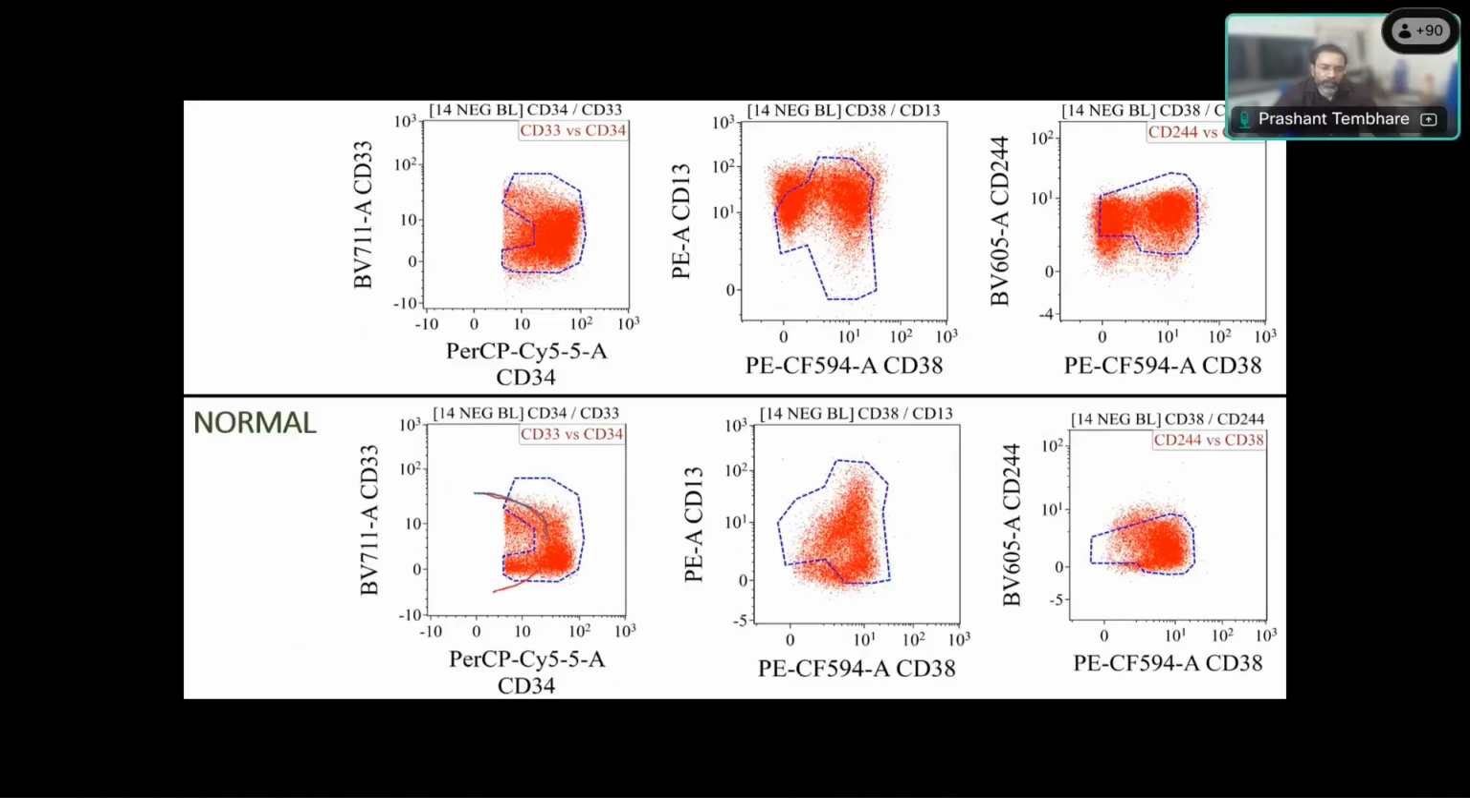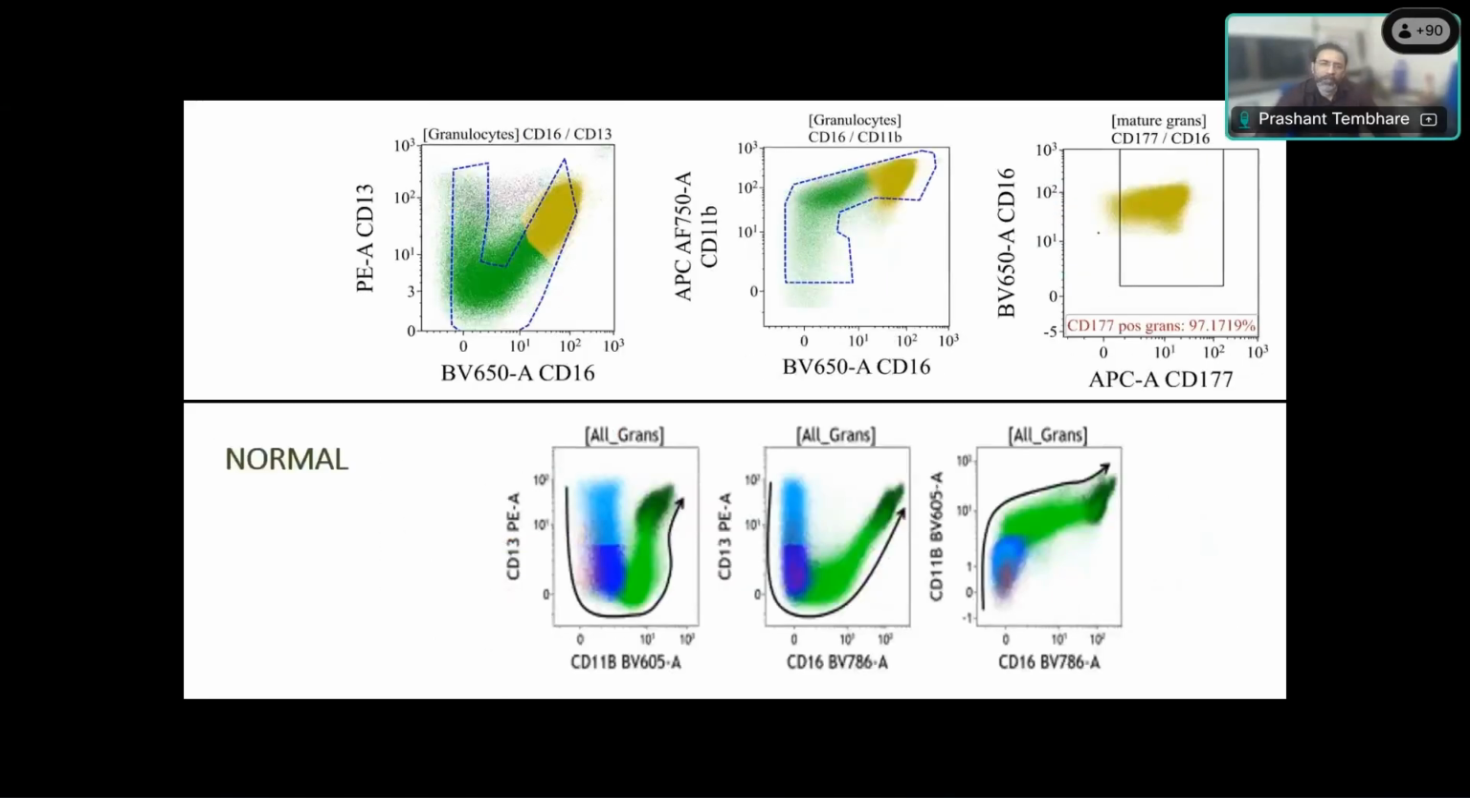Here you can see this. This should be the normal maturation pattern, which is like this. But this is lost because there is clustering here. Normally the maturation pattern should go like this, but here you can see there is a clear clustering, because normally it should go like this.